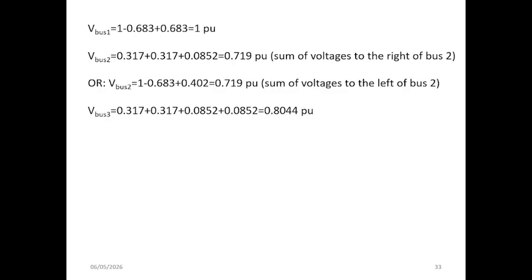So for bus 3, the final voltage can be found by adding all transmitted and reflected wave contributions reaching that point. So V bus 3 is equal to 0.8044 per unit. This indicates that bus 3 experiences a higher accumulated voltage due to multiple successive reflections and transmissions. These final voltage values are important in transient studies because they show how surge propagation affects different points in the network and help you evaluate insulation, coordination, and system protection requirements.